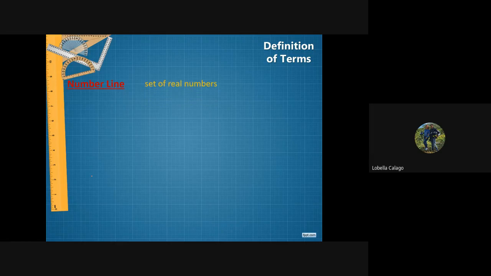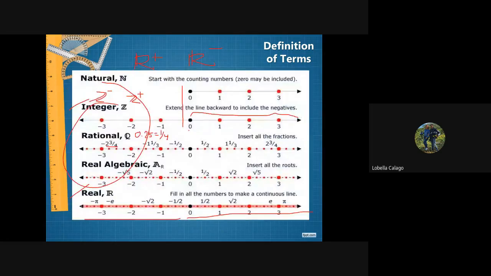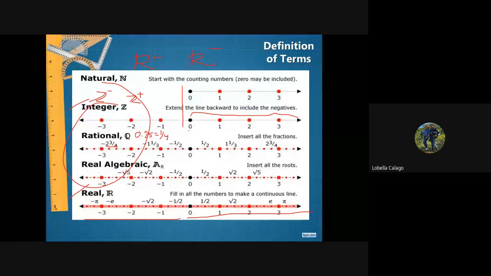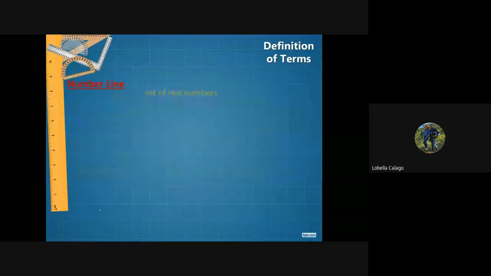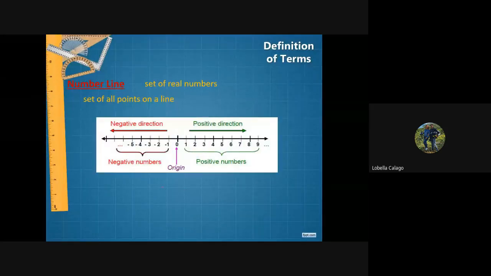Okay, so number line. Ano na yung number line? Ito na yung number line. Yung tawag dito number line kasi it's a line consisting of different numbers. So, it's a set of real numbers. So, it represents as real numbers. It's a set of all points on the line. So, yan. Yung origin natin is the 0. We have the positive direction, which are the positive numbers. Negative direction, which are the negative numbers. So, next.